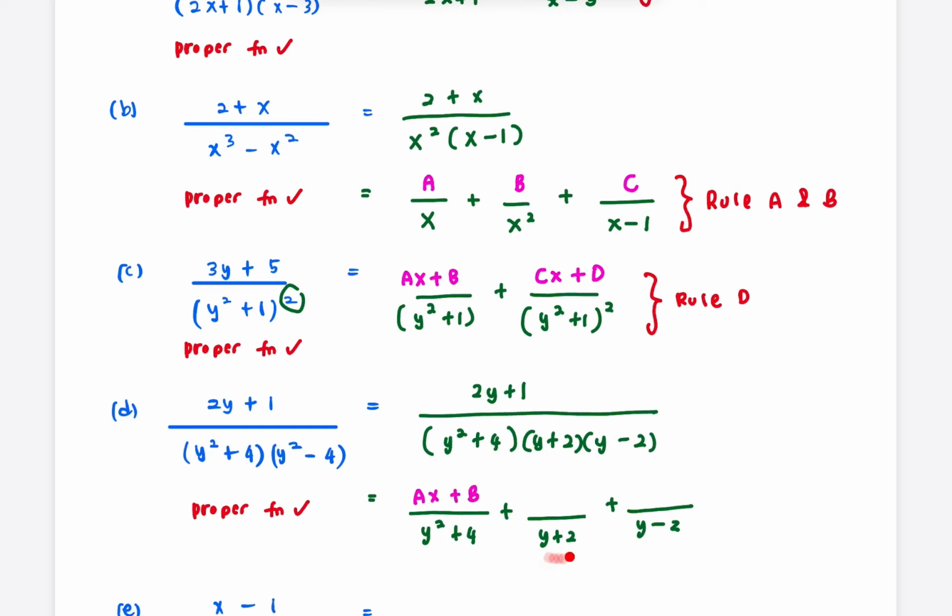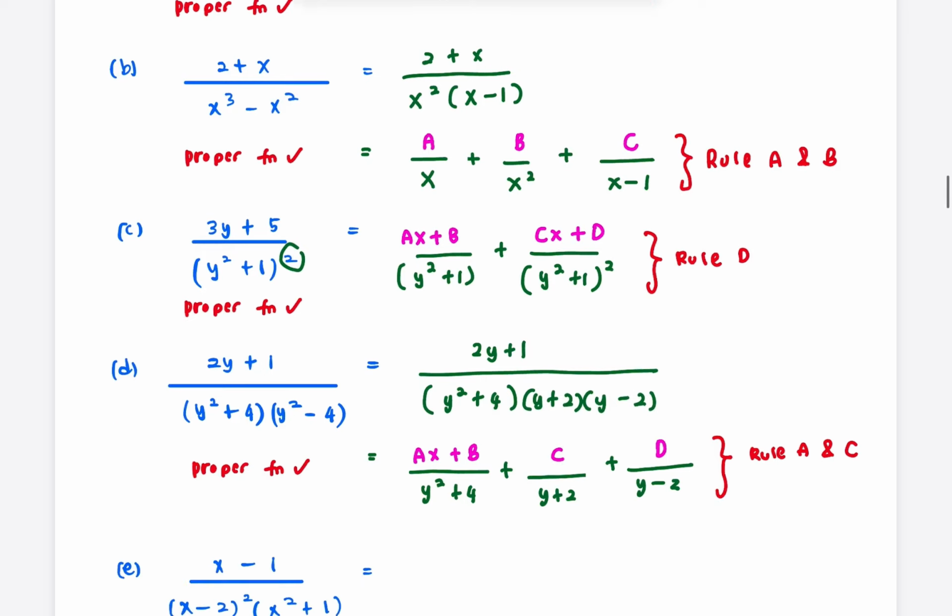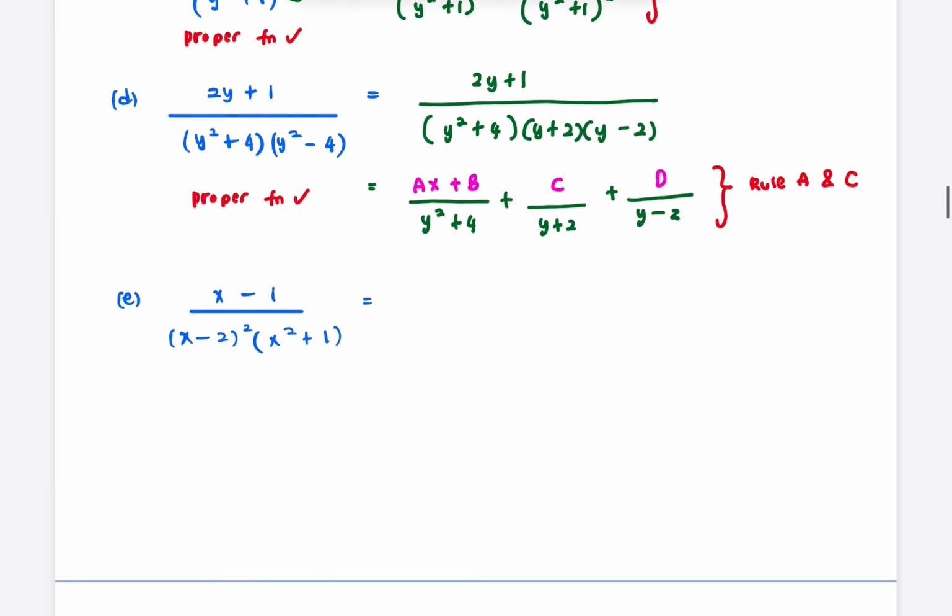You have x minus 1 over x minus 2 squared, x squared plus 1. This is also proper. X power of 1. Denominator is x power of 4. X squared. So this is also a proper function. So you want to decompose into how many fractions? This one is linear but repeated 2 times. This is quadratic. So you will have 3 small fractions, which is x minus 2, plus something over x minus 2 squared, plus something over x squared plus 1.